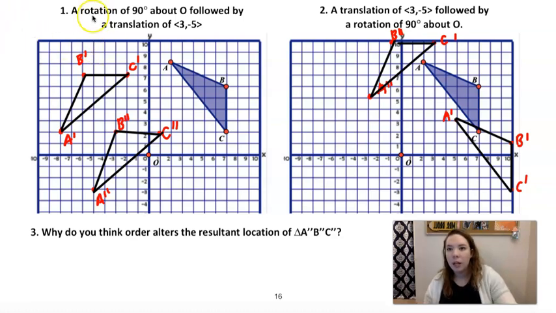So especially here, we are rotating and then translating. So we rotated and then moved things around. But if we move things around first, then we're changing the distance from here to the origin when we rotate, than we would have if we rotated first and then switched around.